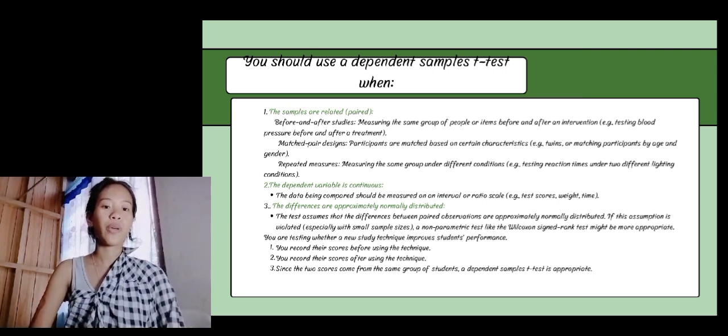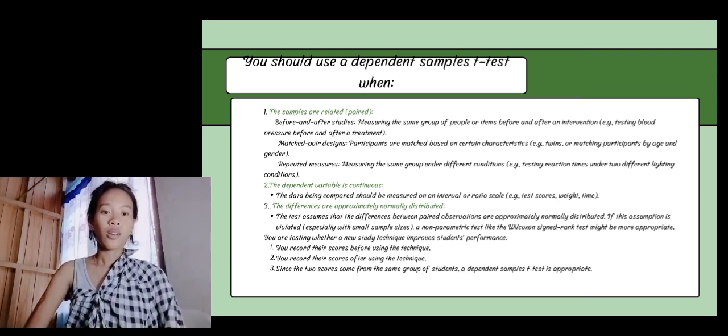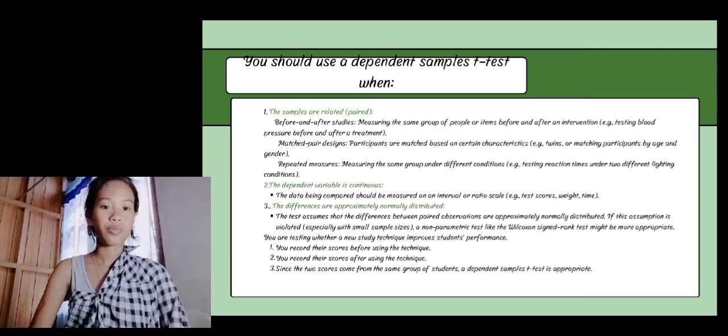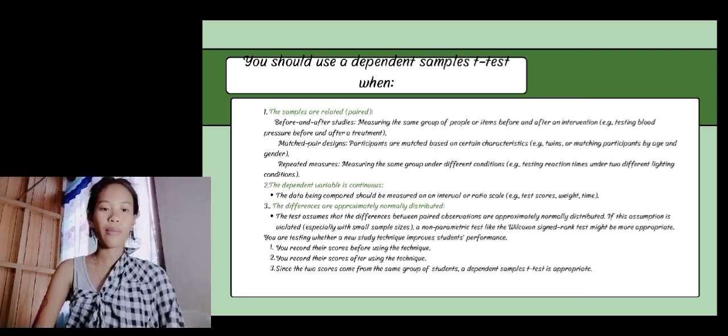Another is matched pair design. Participants are matched based on certain characteristics. Example is twins or matching participants by age and gender. Then repeated measures: measuring the same group under different conditions. An example is testing reaction time under two different lighting conditions. And number two, the dependent variable is continuous.